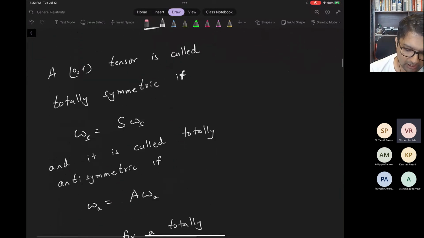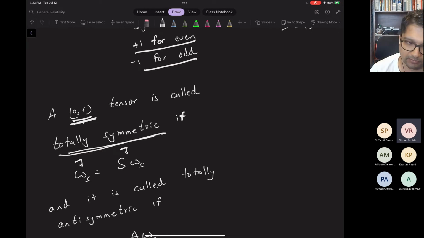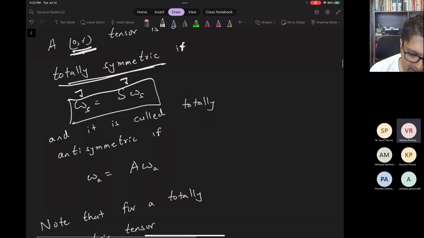Now we define a 0R tensor to be totally symmetric. 0R tensors can be arbitrary, but we define it to be totally symmetric if, when I perform the symmetrization on omega, I still get back the same omega. Then such a tensor is called totally symmetric. And it's called totally anti-symmetric if the tensor is equivalent to the anti-symmetry operation performed on omega.